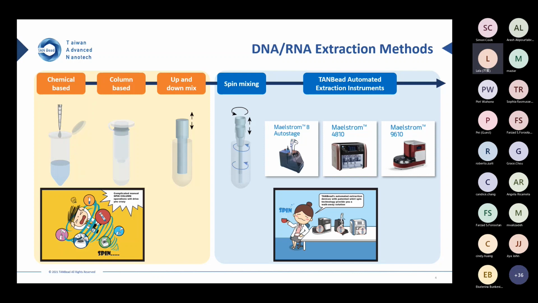We are offering different instruments with spin mixing depending on the number of samples that you're working with. If you're working in a lab with a small number of samples, probably 1 to 8 samples at a time, then we would recommend the Maelstrom 8 auto stage. For a larger number of samples, probably 1 to 48, the Maelstrom 4810 will be more suitable. Or if you're working with a large number of samples, probably 1 to 96 at a time, then we would recommend the Maelstrom 9610.